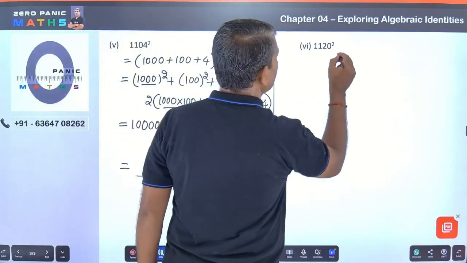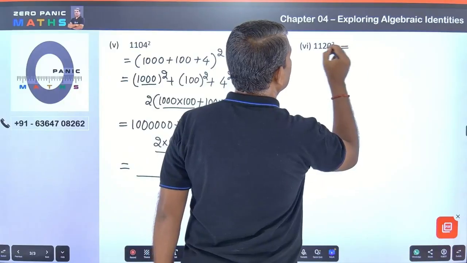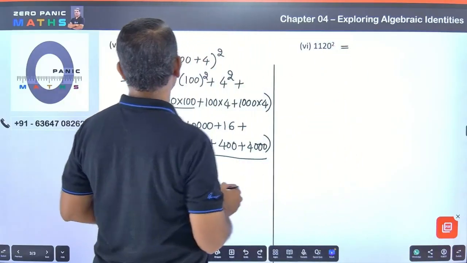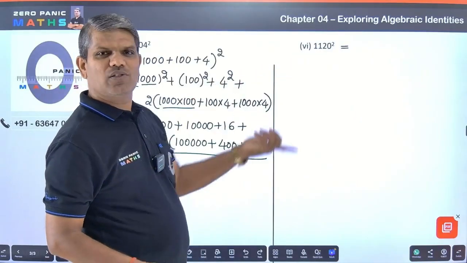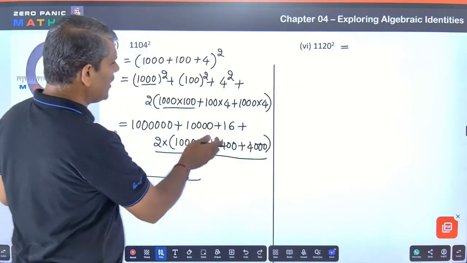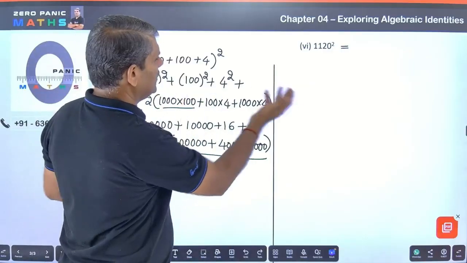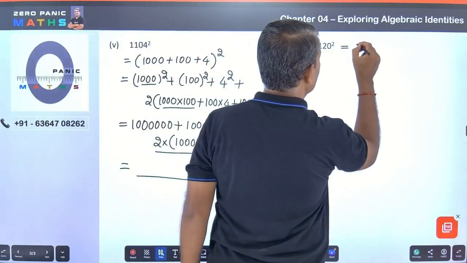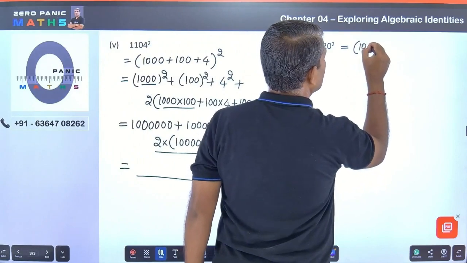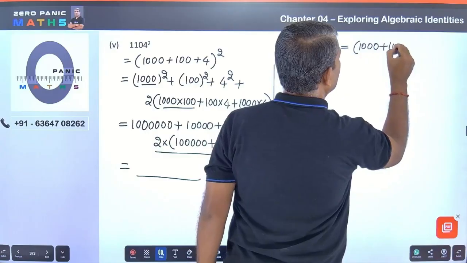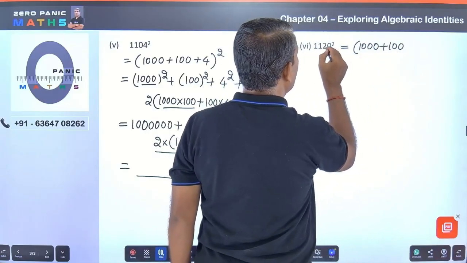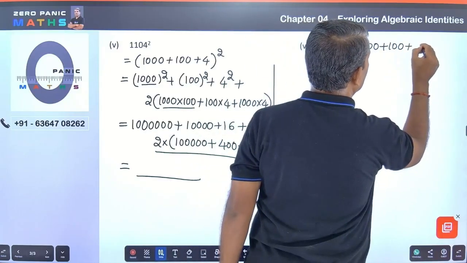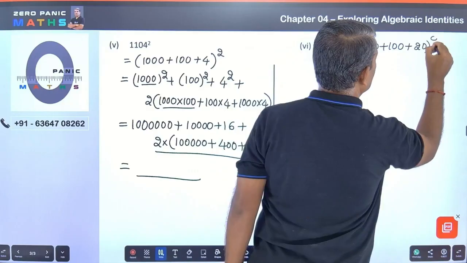Similar thing we will do here also, that we will write 1120. Here it is 1104 and instead of 04 it is 20. That's all the difference here. Very similar kind of problems they have given here. So it is 1000 plus 100, it is 1100, and 20. It will be 20 whole square.